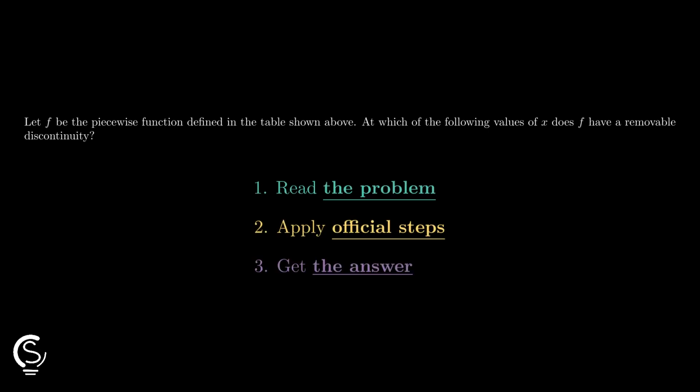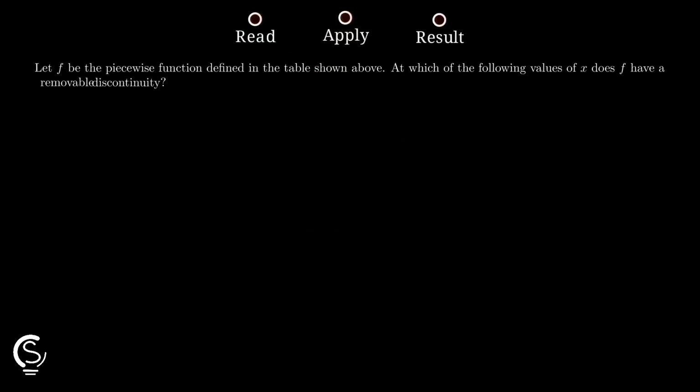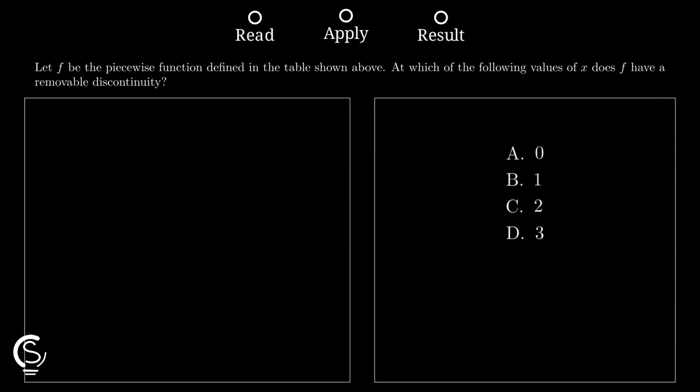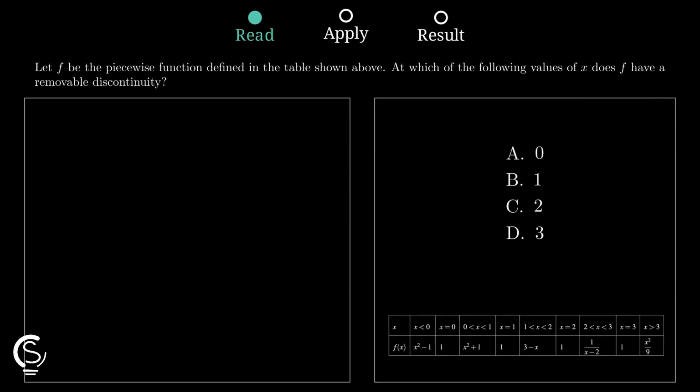Finding a removable discontinuity in this piecewise function is actually super fast if you know exactly what to look for. Let's solve this right now. A removable discontinuity occurs specifically when the limit exists as x approaches a point, but that limit value does not equal the actual function value defined at that specific spot.